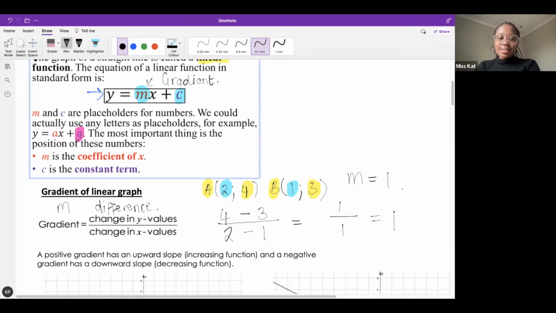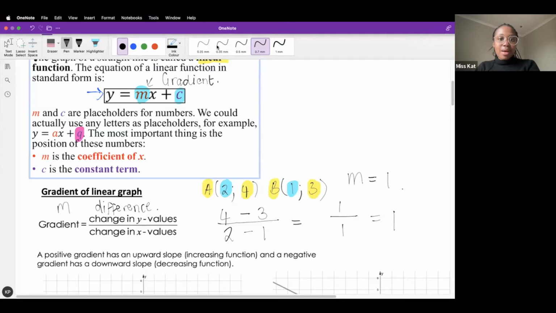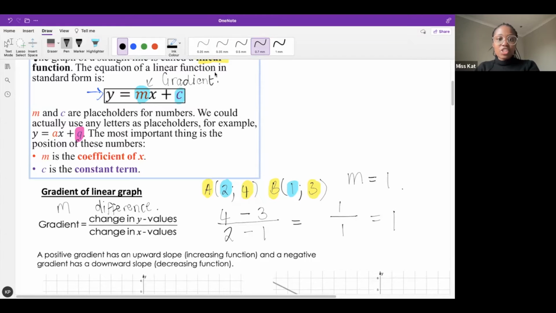So do you guys understand what we mean when we say change in Y value over change in X value? Let me check in. Thumbs up, thumbs down. How do we feel about the change in Y values and change in X values?